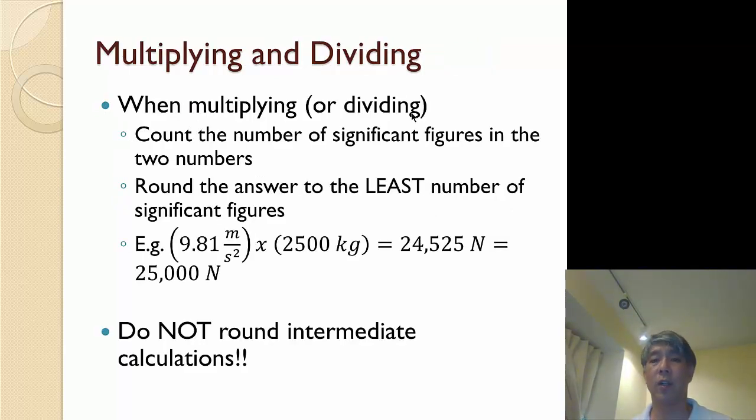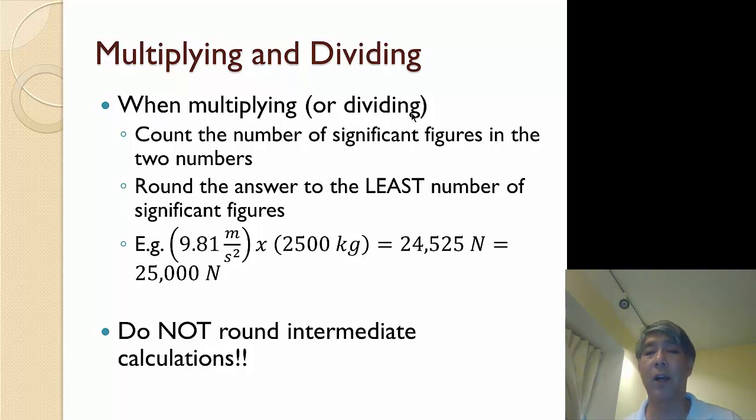So, how do I do calculations with significant digits? Multiplying and dividing, I think, is actually easier to calculate significant digits than adding or subtracting. So when I multiply or divide, I just count up the significant digits in all the numbers. Here I have 2 numbers, 9.81, 2,500. Okay, 9.81, let's see, 1, 2, 3 significant digits. 2,500 has 1, 2, 3, 4 significant digits. Oh, hold on. Those trailing zeros, there's no decimal point. It only has 2 significant digits.